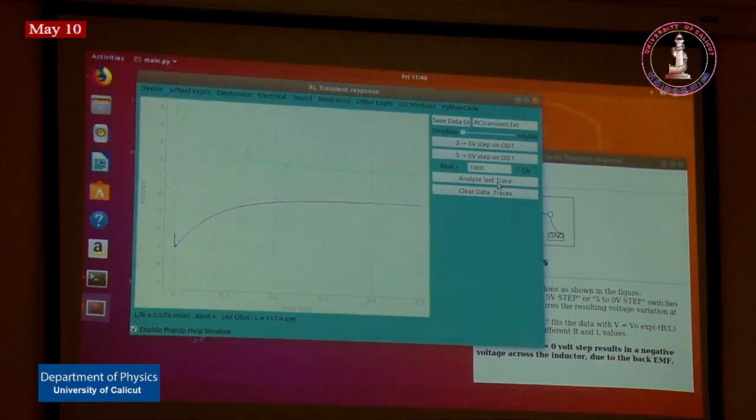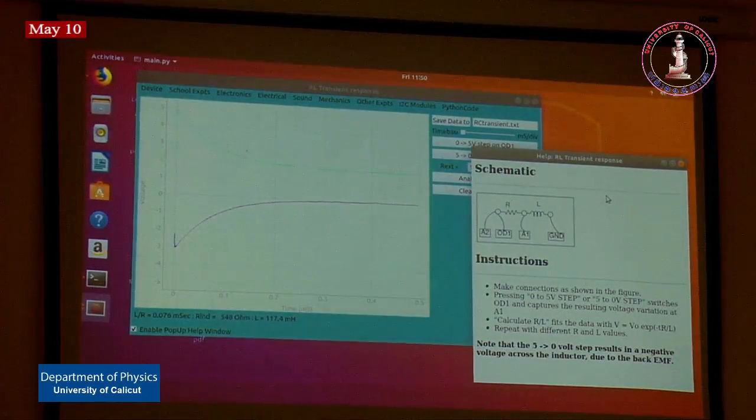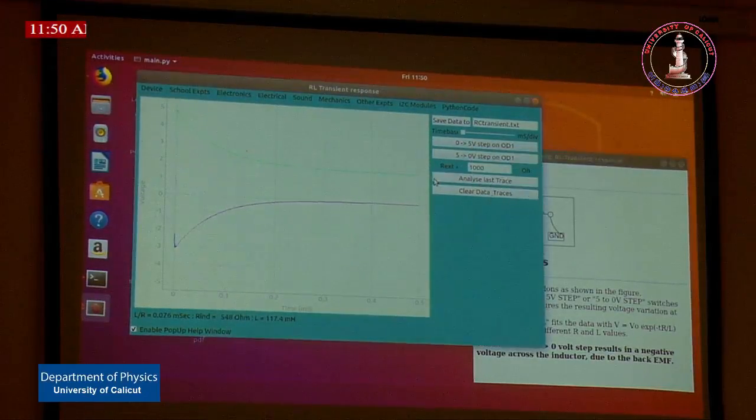Now you can fit this exponentially and find out the inductance. It says the resistance of the inductor is something like 548 ohms and it is 117 millihenry. To make that a little bit more accurate, OD1 should be connected to A2 as well. Otherwise OD1 is assumed to be 5 volt, but if you give it to A2, that will do a better measurement. See, it comes to 119. The actual value is around 120.